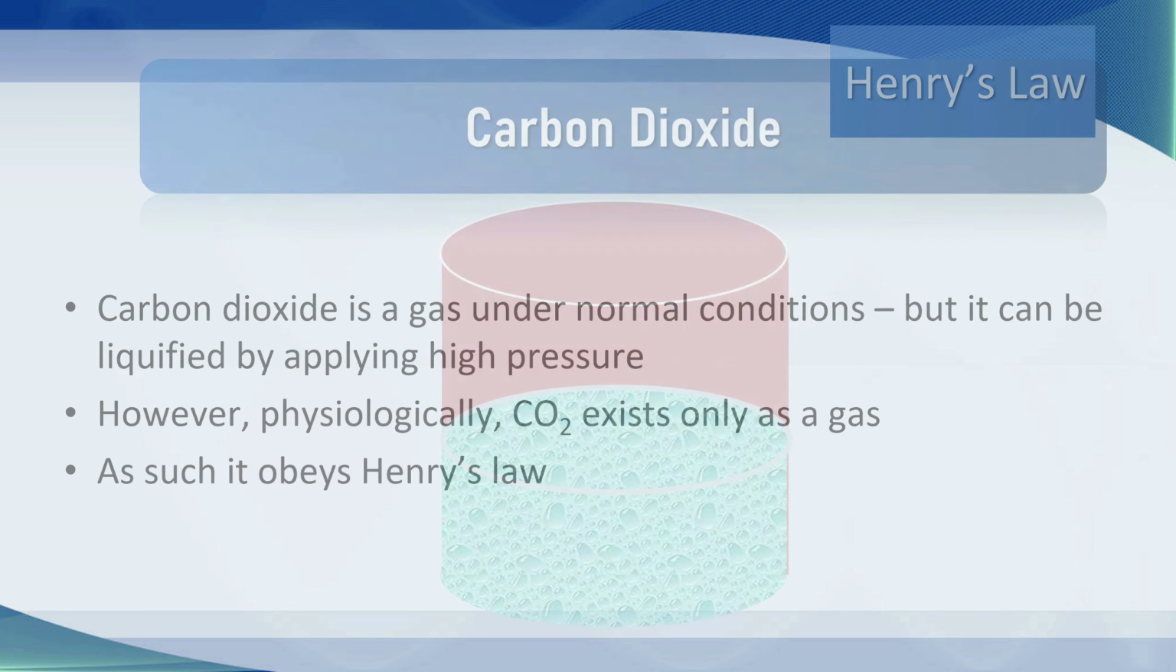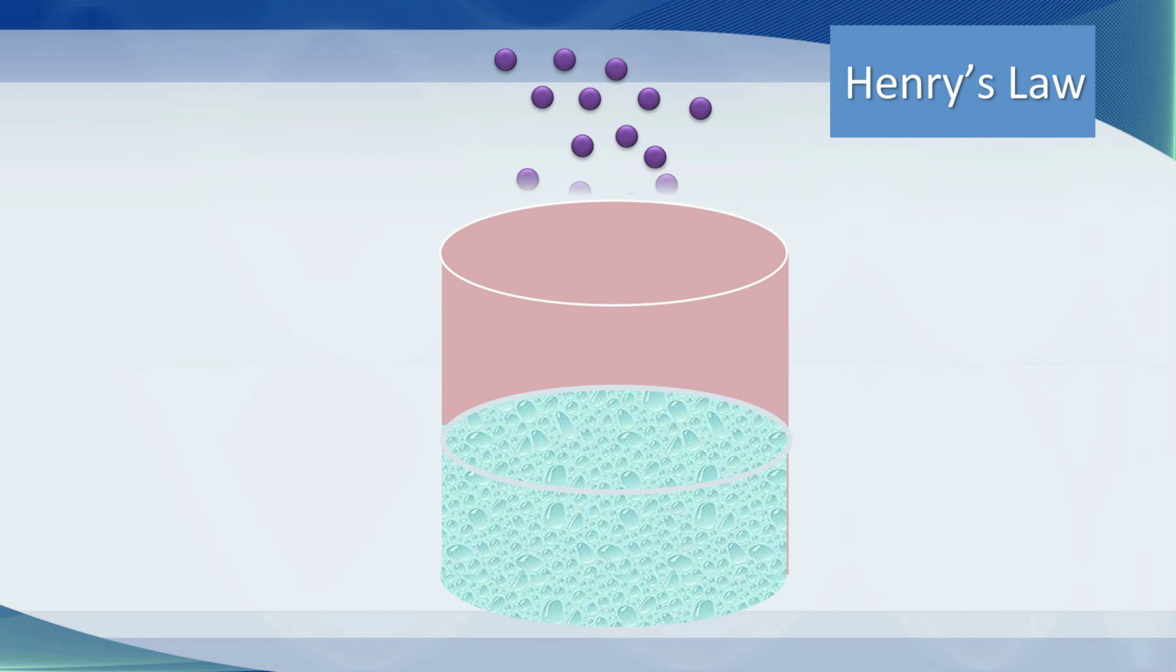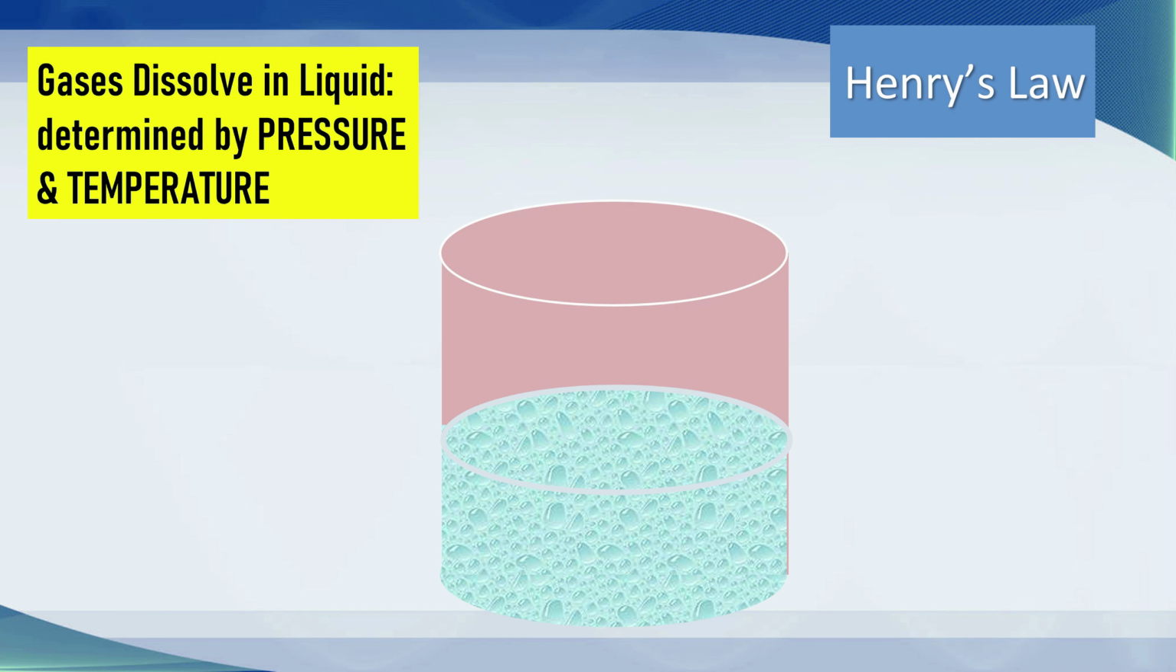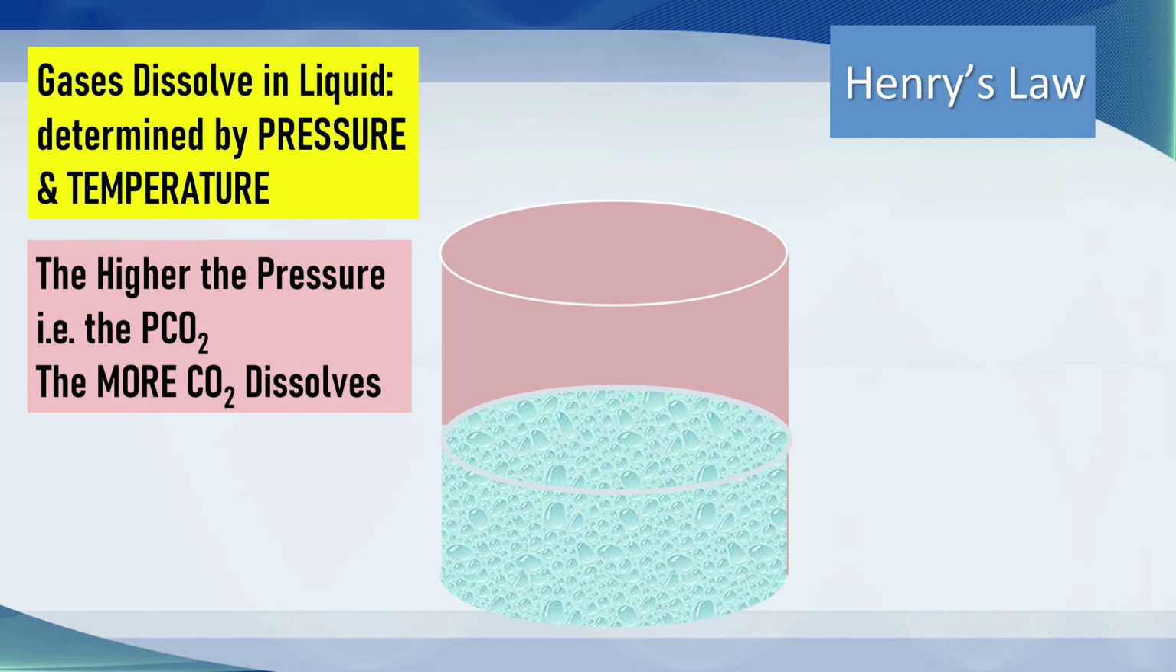Well, what is Henry's law? Gases dissolve in liquids. This has always been known. And the amount of gas that dissolves was described over 200 years ago by William Henry. He defined the tendency of gas to dissolve in liquid as being determined by both pressure and temperature. In the body, that means that the total quantity of CO2 dissolved in the blood is proportional to the partial pressure of CO2 gas, that's the pCO2. The higher the partial pressure of CO2, the more CO2 that dissolves.